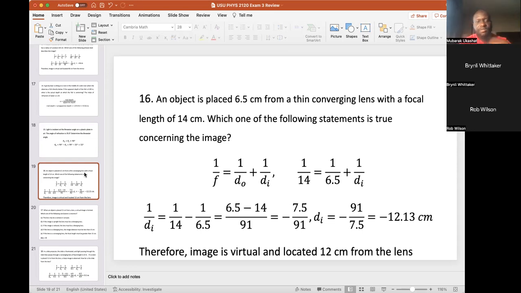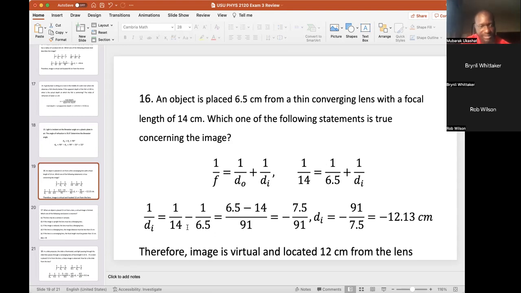Number 16 says an object is placed 6.5 centimeters from a thin converging lens with a focal length of that. Which one of the following statements is true concerning the image? Again, let's get the image distance. 1 over focal length equals 1 over object distance plus 1 over image distance. So 1 over image distance is 1 over focal length minus 1 over 6.5.